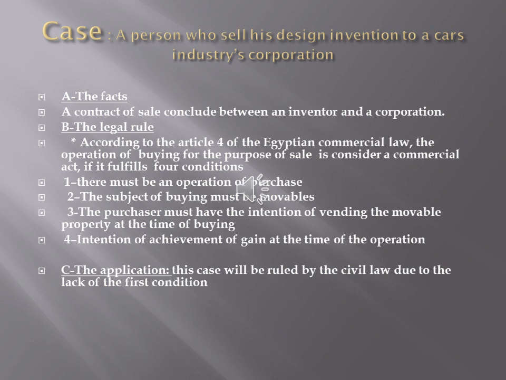First condition, an operation of purchase. Number two, the subject of the contract must be a movable property, and I want to focus here that the object of the contract is non-tangible movable property, because it is related to the intellectual property. Number three, that the purchaser must have the intention of vending the movable property at the time of buying it, and at last the intention of gain or the intention of realization of profit from this operation.